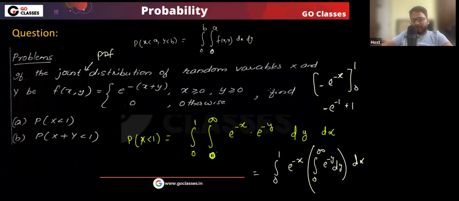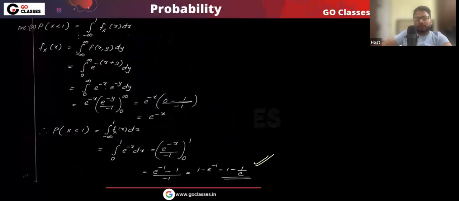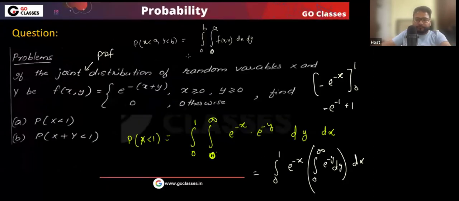You can do this either like this, knowing that y ranges from anywhere to anywhere, or you can first find the marginal PDF. They have first found the marginal PDF, which is also fine. What I'm saying here is, let's suppose the joint PDF was this one: e power minus x, e power minus y, and zero otherwise.